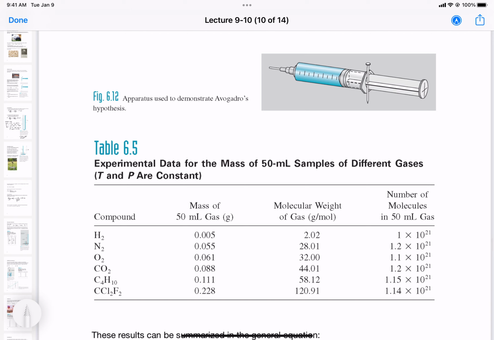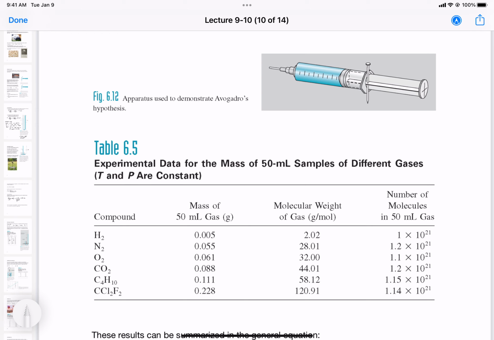So you see here, 50 mL of hydrogen was very small, 5 milligrams, nitrogen 50 milligrams, oxygen 60 milligrams, carbon dioxide about 90 milligrams. This is butane, around 111 milligrams, and then this is dichloromethane, and that's 228 milligrams. And you see here, if we compare the molecular weight and then multiply it by Avogadro's number, the number of molecules in each case is on average the same. So all those numbers, that's very good data.